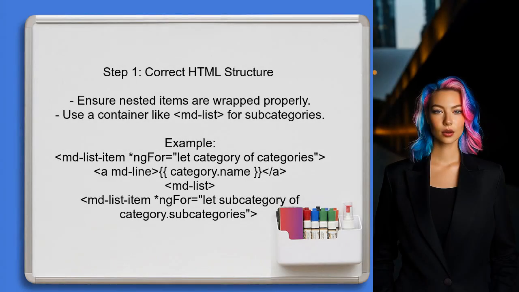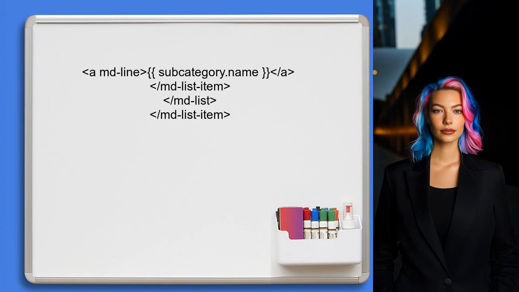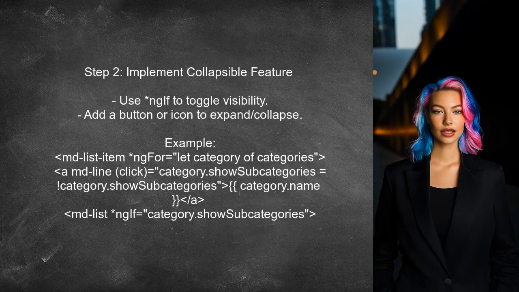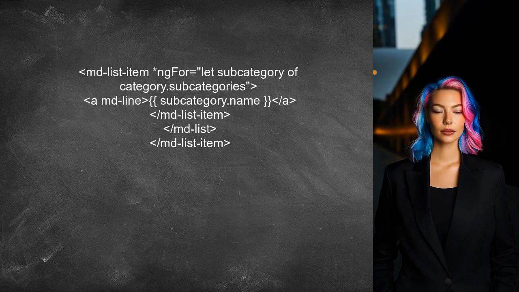To create a nested list in Angular material, the user should first ensure that the structure of the HTML is correct. The user needs to wrap the nested items in a separate container to maintain the hierarchy. Next, the user should implement a collapsible feature for the nested lists. This can be achieved by using Angular's built-in directives to toggle the visibility of the subcategories.